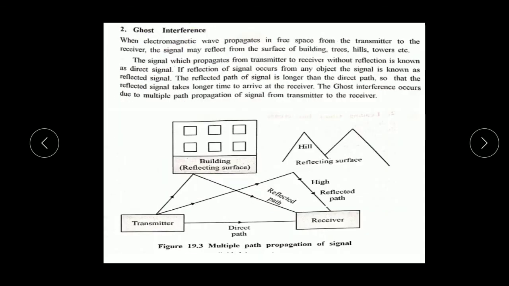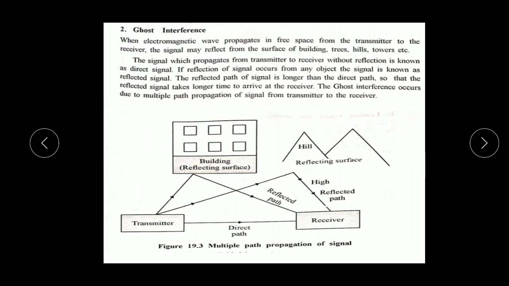Second is ghost interference. Ghost interference is due to the multipath propagation of the signal, because between the transmitting and receiving points there are multipath objects. When the electromagnetic wave propagates in free space from the transmitter to the receiver, the signal may reflect from the surfaces of buildings, trees, hills, etc.